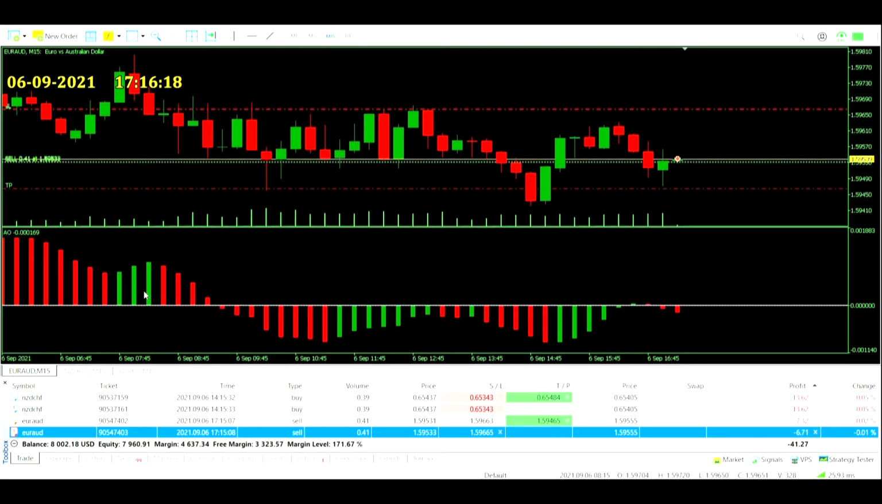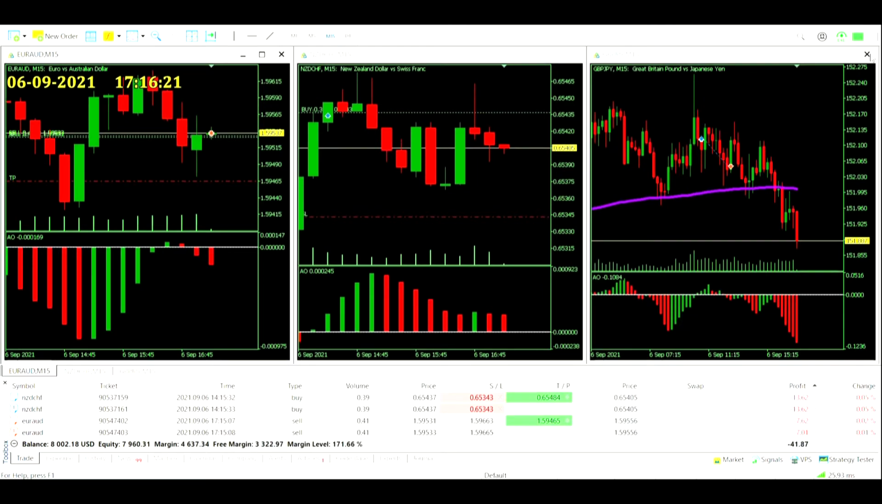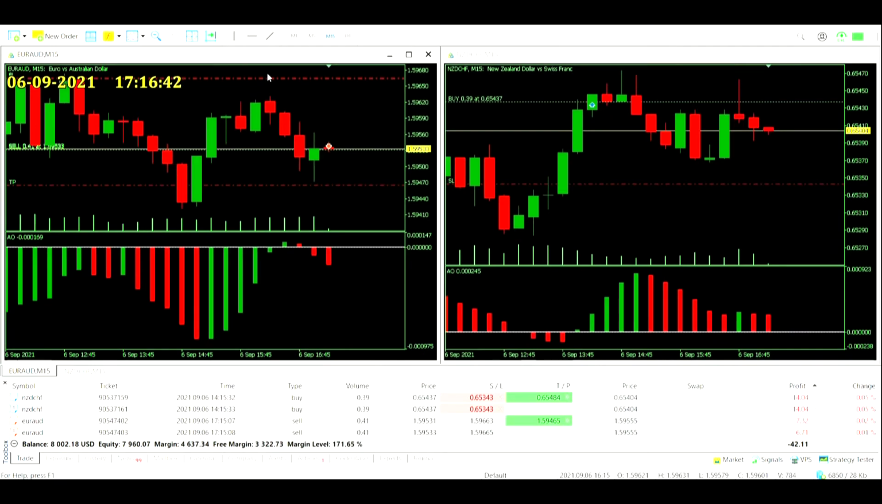2 trades open now. Back on the charts. In fact, let's close off this Great British Pound Japanese yen. Doesn't look anywhere near to giving us a signal as the sell-off of the pound continues. Actually turned out pretty good to get us out of that trade early from the way it's looking at the moment. So let's close that one and let's get those 2 across like that.